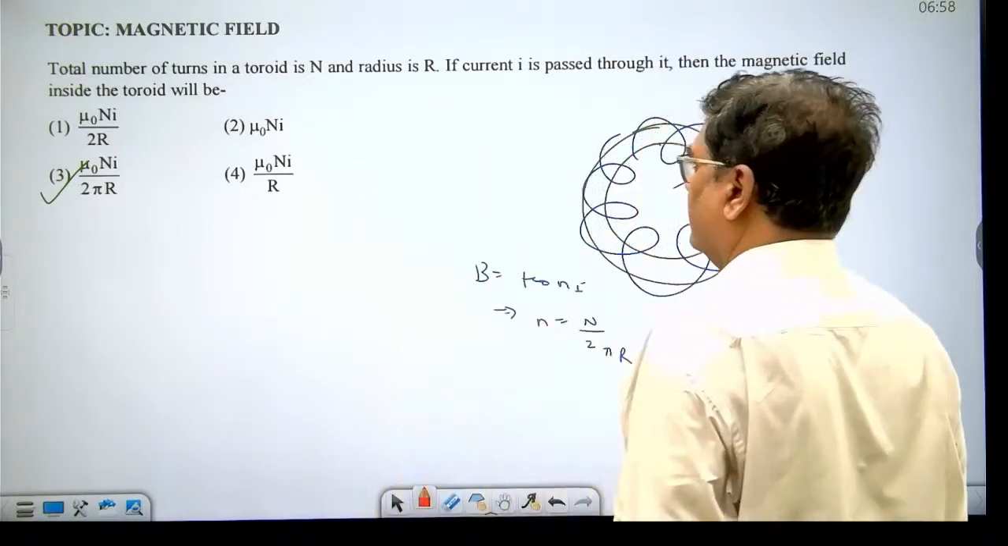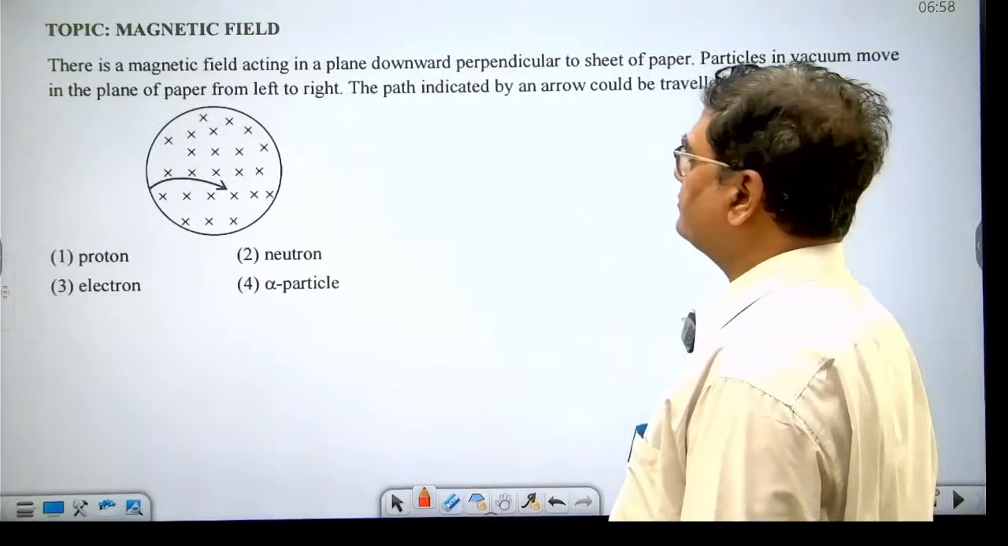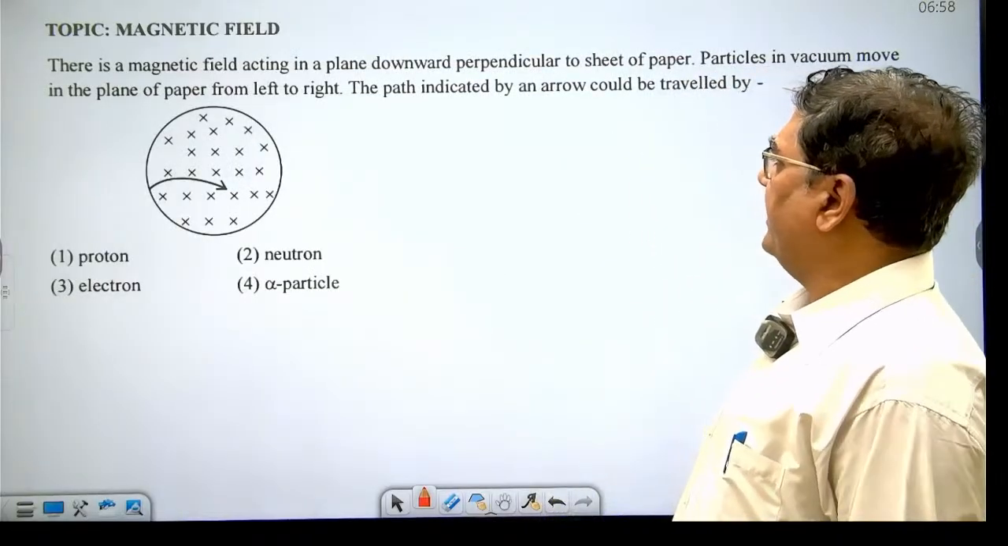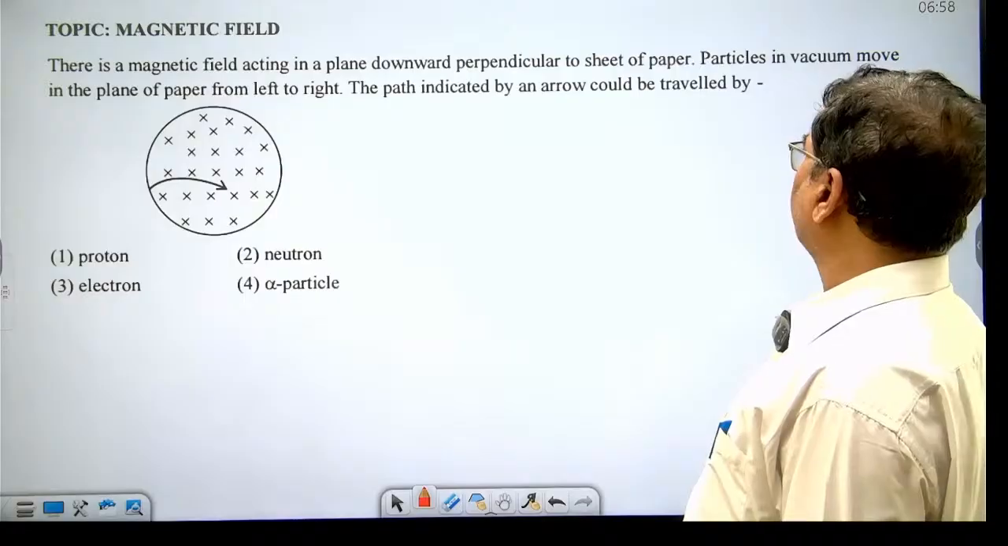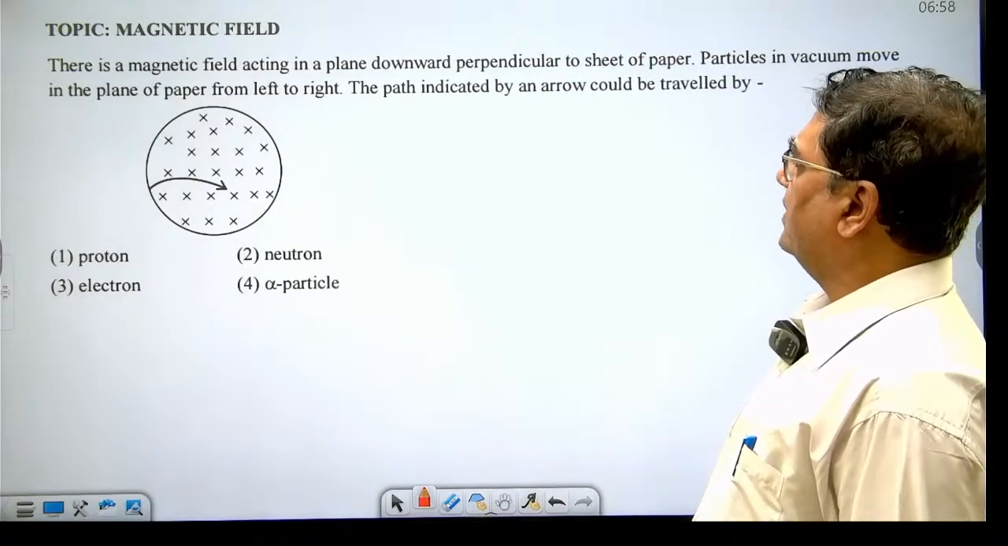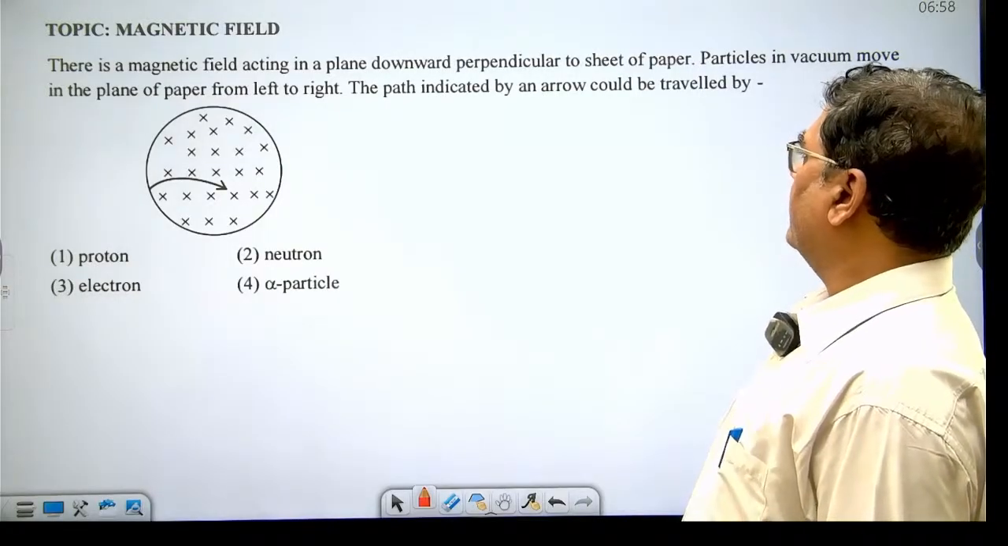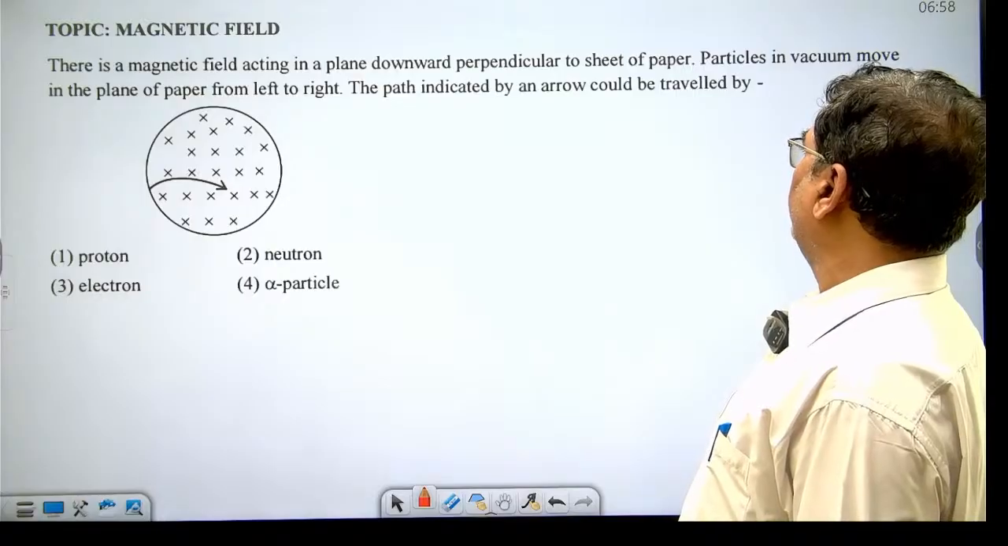Option 3 is the correct answer. There is a magnetic field acting in a plane downward, perpendicular to the sheet of paper. Particles in vacuum move in the plane of paper from left to right. The path indicated by an arrow could be traveled by which particle?